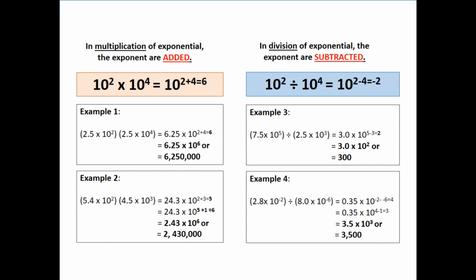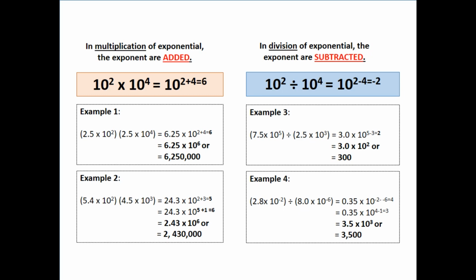We move the decimal point to the left. So if you're going to the left, you will add 1. It depends on how many places you move your decimal point. Since it went from 24.3 to 2.43, we moved it once to the left side. So we will add 1, and it becomes 2.43 times 10 raised to the power of 6. If you're going to write this in standard form, you will have 2,430,000.